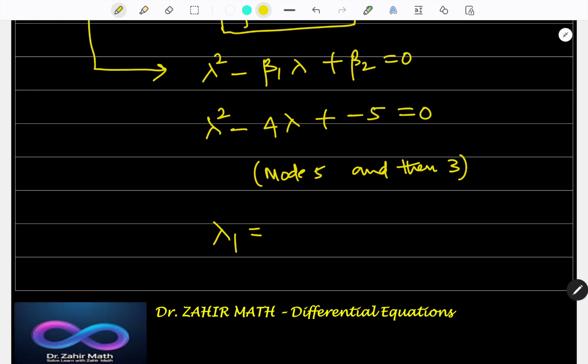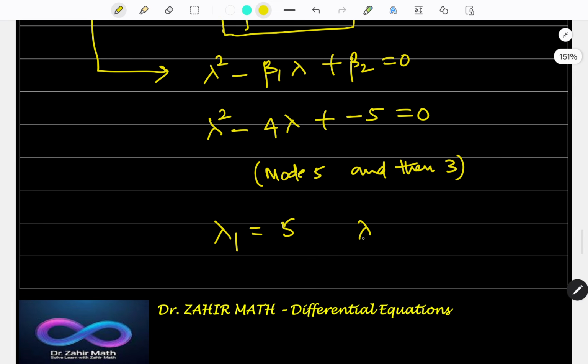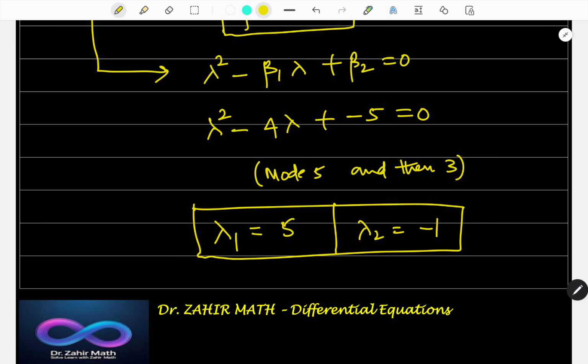I know the answers, but still let me go with the calculator. Sometimes it can be wrong. Yes, mode 5 and then 3. Right. So it's going to become 1 and then 1 and then minus 4 and then minus 5, which is going to become 5 and minus 1. Don't change the order, keep the same order. And lambda 2 is equal to minus 1. So lambda 1 is equal to 5 and lambda 2 is equal to minus 1, right?